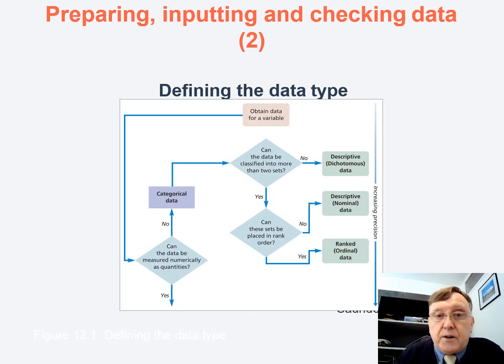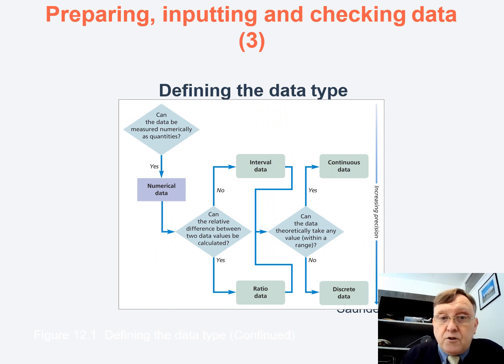So if we look at an example here, define the data type. So we can see here we obtain the data for a particular variable. So can that data be measured numerically as quantities? If yes, fine. If no, categorical data. Can the data be classified into more than two sets? So if no, then it's descriptive, dichotomous data. If it can, then these sets can be placed in a rank order. So if they can, then they are ranked, and that's ordinal data. If they can't, it's more descriptive, so nominal data.